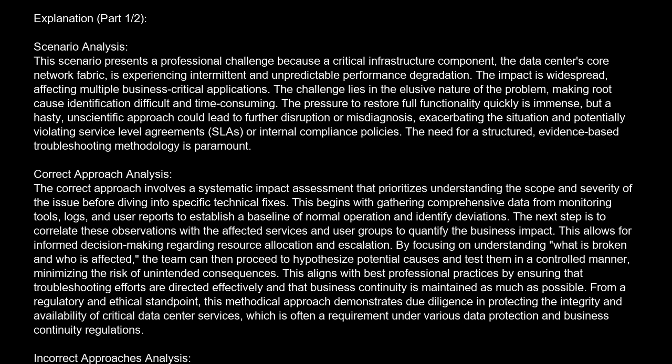Correct approach analysis. The correct approach involves a systematic impact assessment that prioritizes understanding the scope and severity of the issue before diving into specific technical fixes.